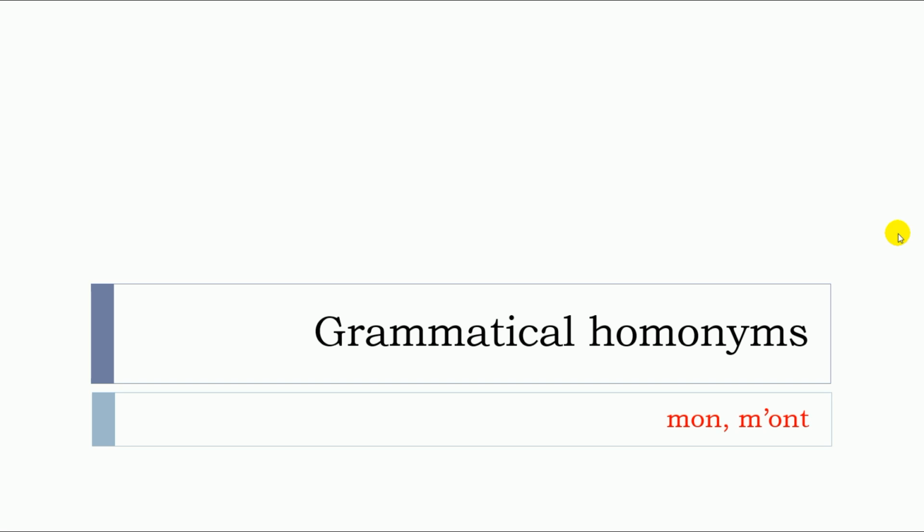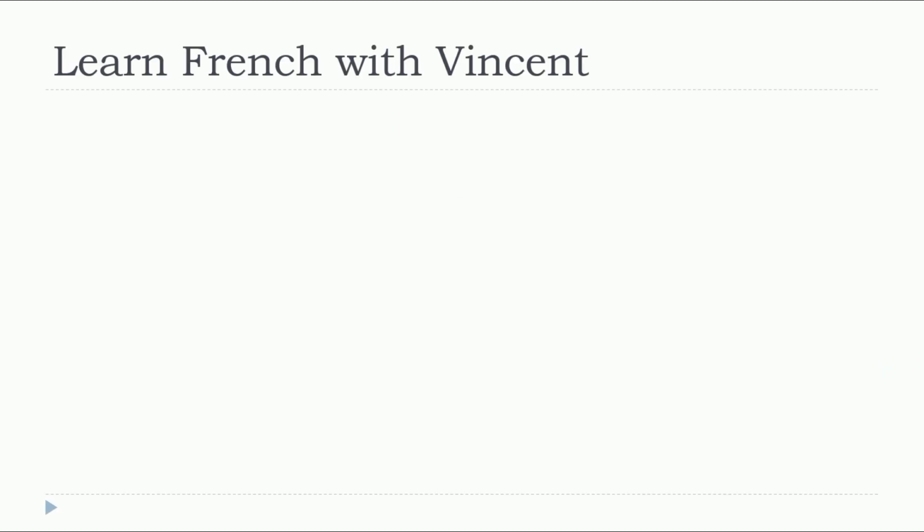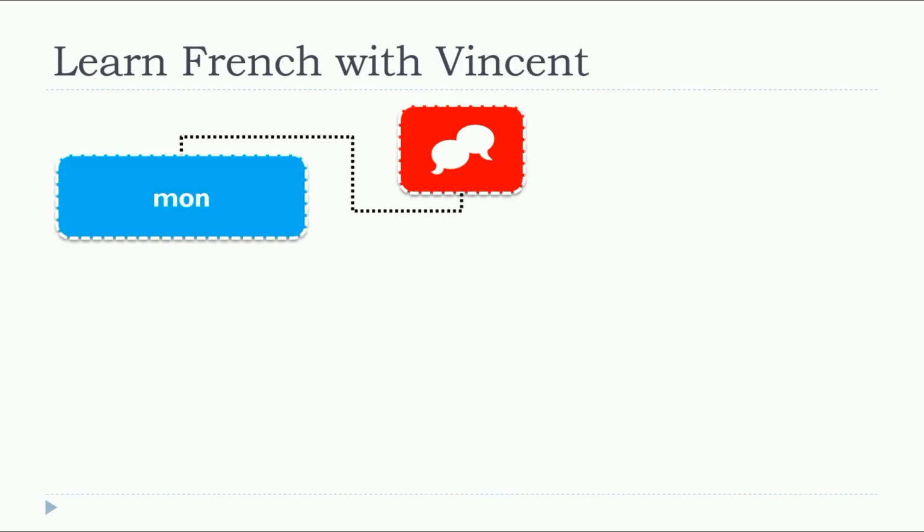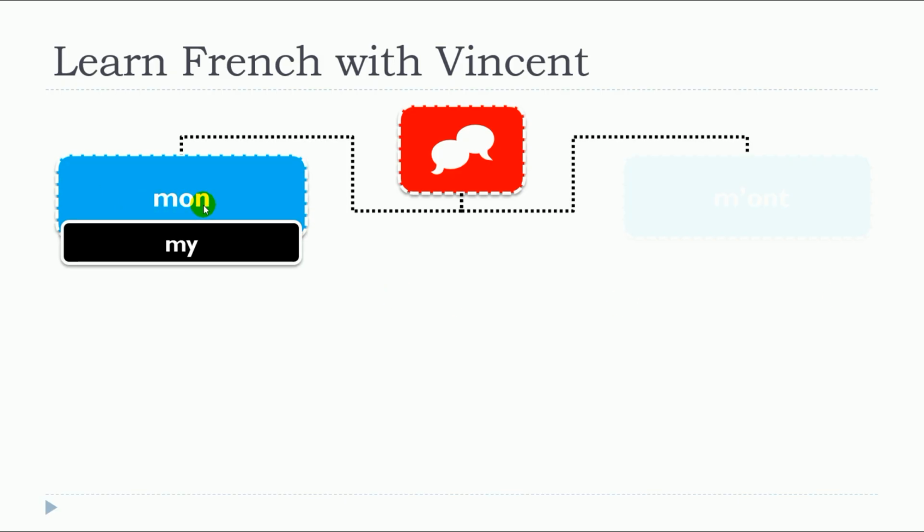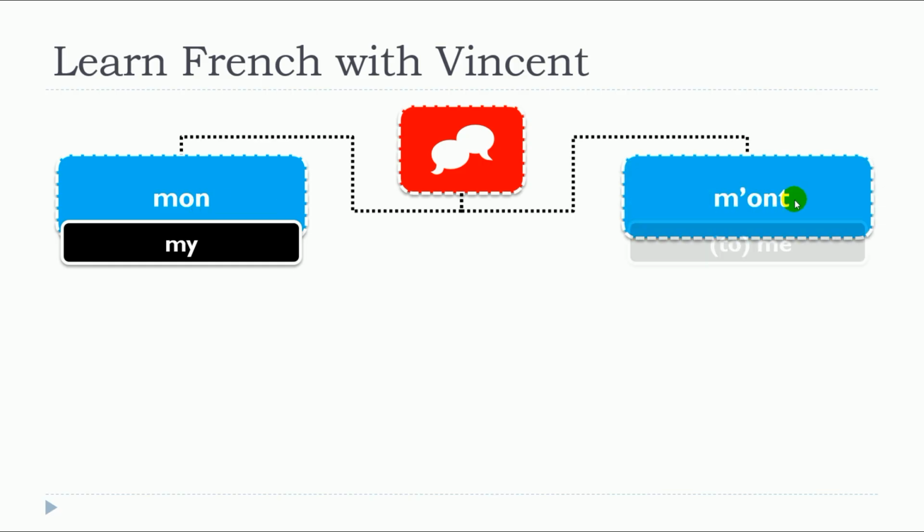In this video, we will see grammatical homonyms and more precisely, mon. So when we're talking about homonyms, and in that case it's grammatical homonyms, we're talking about words that will be pronounced exactly the same way, mon, but they will be written differently because they are different things. Mon.